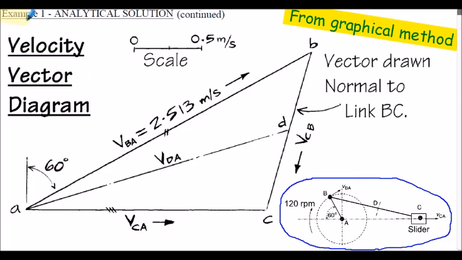Example 1 continued. Here's the velocity vector diagram that we determined in the previous presentation using graphical methods. With the graphical method, once we've drawn the diagram to an appropriate scale, we simply then measure the various vectors. What we're going to do in this presentation now is to analytically calculate the various velocity vectors. And then we will compare the accuracy between the graphical method and the analytical method.